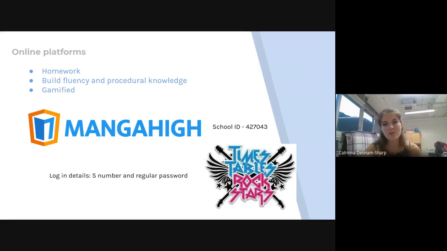The school ID number is there, and they just use their S number and regular password, and that's the same for Times Table Rockstars. Now, it might be that the children are being set this as homework, but these are actually open activities for both of these. They don't need to be set activities to go on these websites. They can just be doing it because it's gamified and it's fun, and there's an open plethora of things that they can be doing on those websites to build their understanding, to build their fluency and their procedural knowledge.